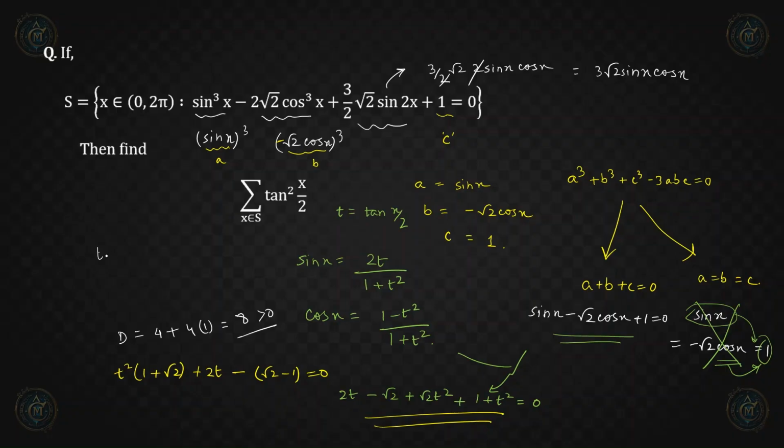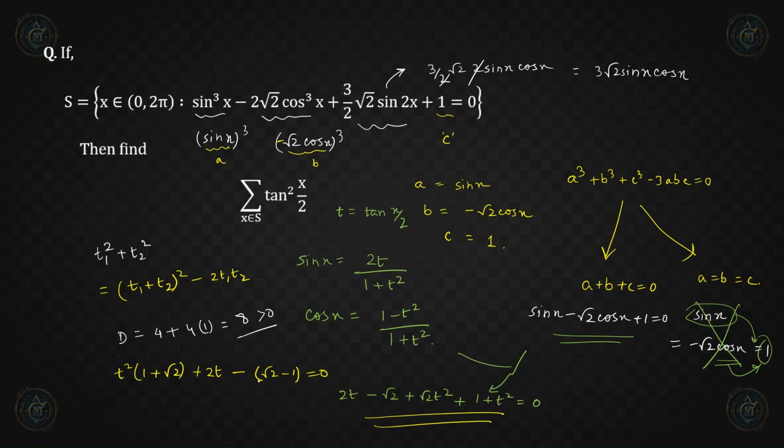So we have to simplify T1 square plus T2 square. T1 and T2 are what? T1 and T2 are the roots of this equation, right? So this thing we can find easily by using the relation between roots and coefficients. This will be nothing but (T1 plus T2) whole square minus 2 T1 T2. Okay. And T1 plus T2 is what? It will be minus 2 divided by (root 2 plus 1), right? So summation tan square x by 2, where x belongs to the set S, is equal to 4 divided by (root 2 plus 1) whole square minus 2 times T1 T2.